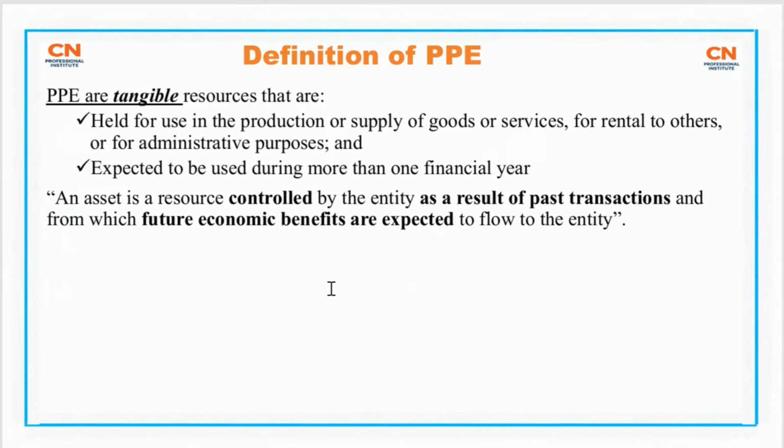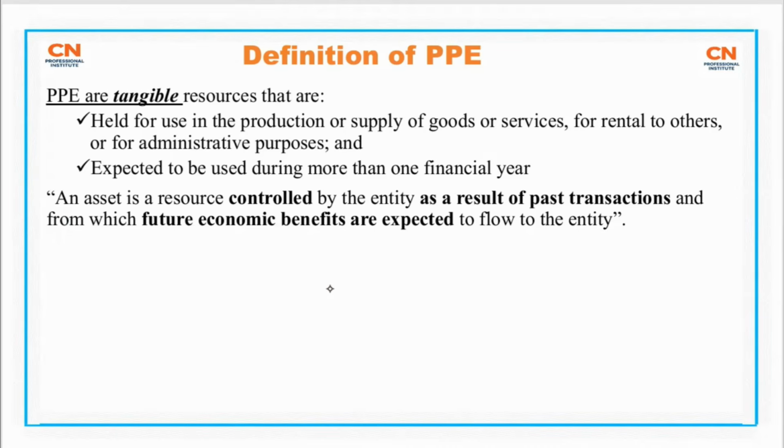What is PPE? Or let me say, what are property, plant, and equipment, right? So we say property, plant, and equipment are tangible resources, right, that are held for use in the production or supply of goods or services, for rental to others, or for administrative purposes. So that's the definition of PPE.